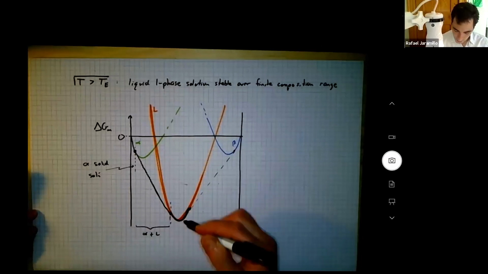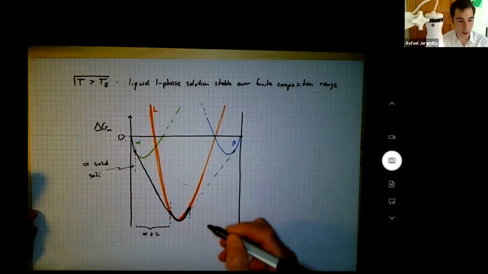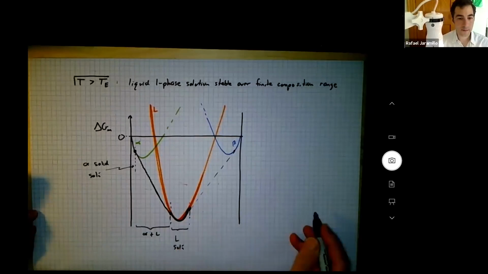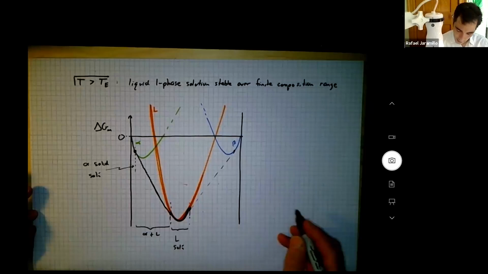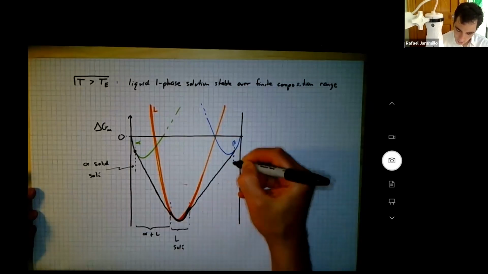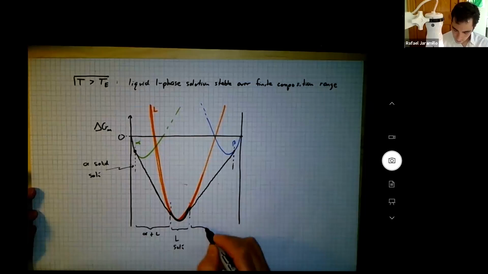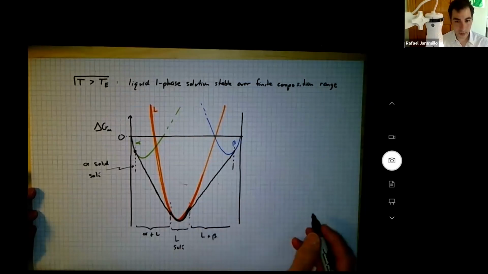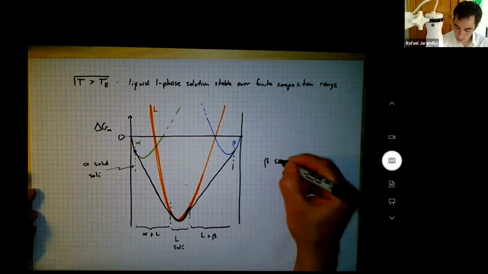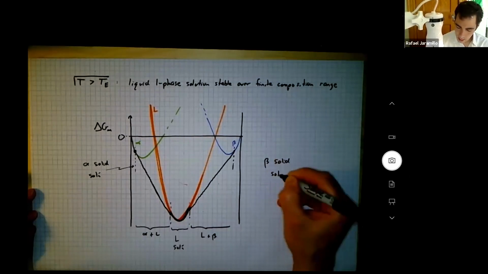Liquid phase came down and pushed the rope down. So in between these 2 points of common tangency, I have a liquid solution. Then my taut rope comes up here. And in this region, I have liquid and beta. And finally, over here on the right-hand side, I have a beta solid solution.